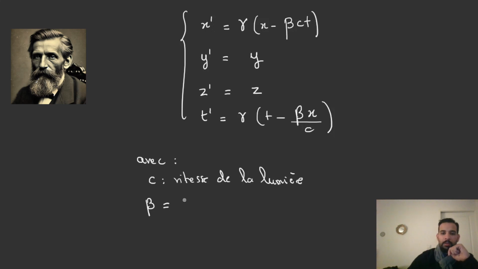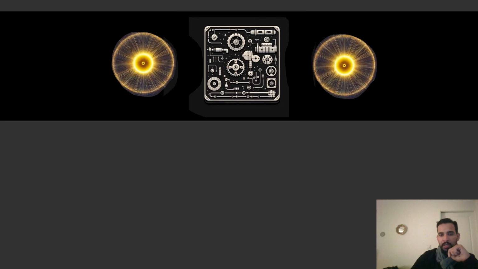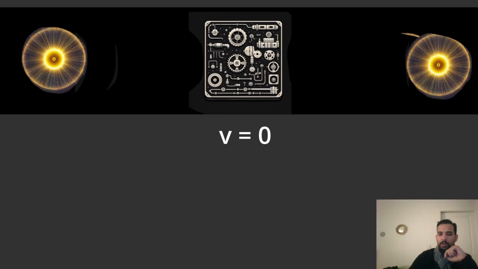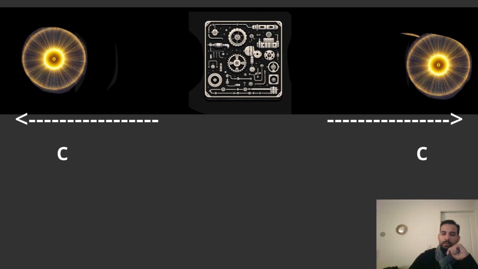Let's start with a thought experiment, as Einstein did. By the way, this demonstration is a simplified version of the one found or imagined by Einstein to demonstrate this relationship. So, we will imagine a box or a machine capable of producing two photons. One is directed to the left and the other to the right, both at the same speed c. Let's suppose this box is initially at rest. So, its speed is 0. The two photons move in opposite directions.